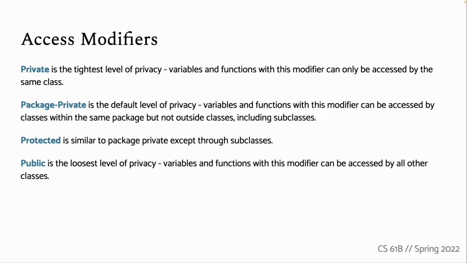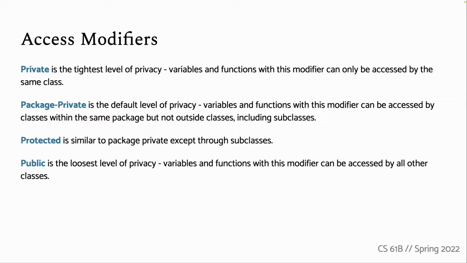Next, package private, which is the default level of privacy. If you don't put any access modifier, that's what's happening. Variables and functions with this modifier can be accessed by classes within the same package, but not outside classes, even if those outside classes are subclassing or extending this class. So even your own subclass, if it's not in the same package, cannot access this variable or method.